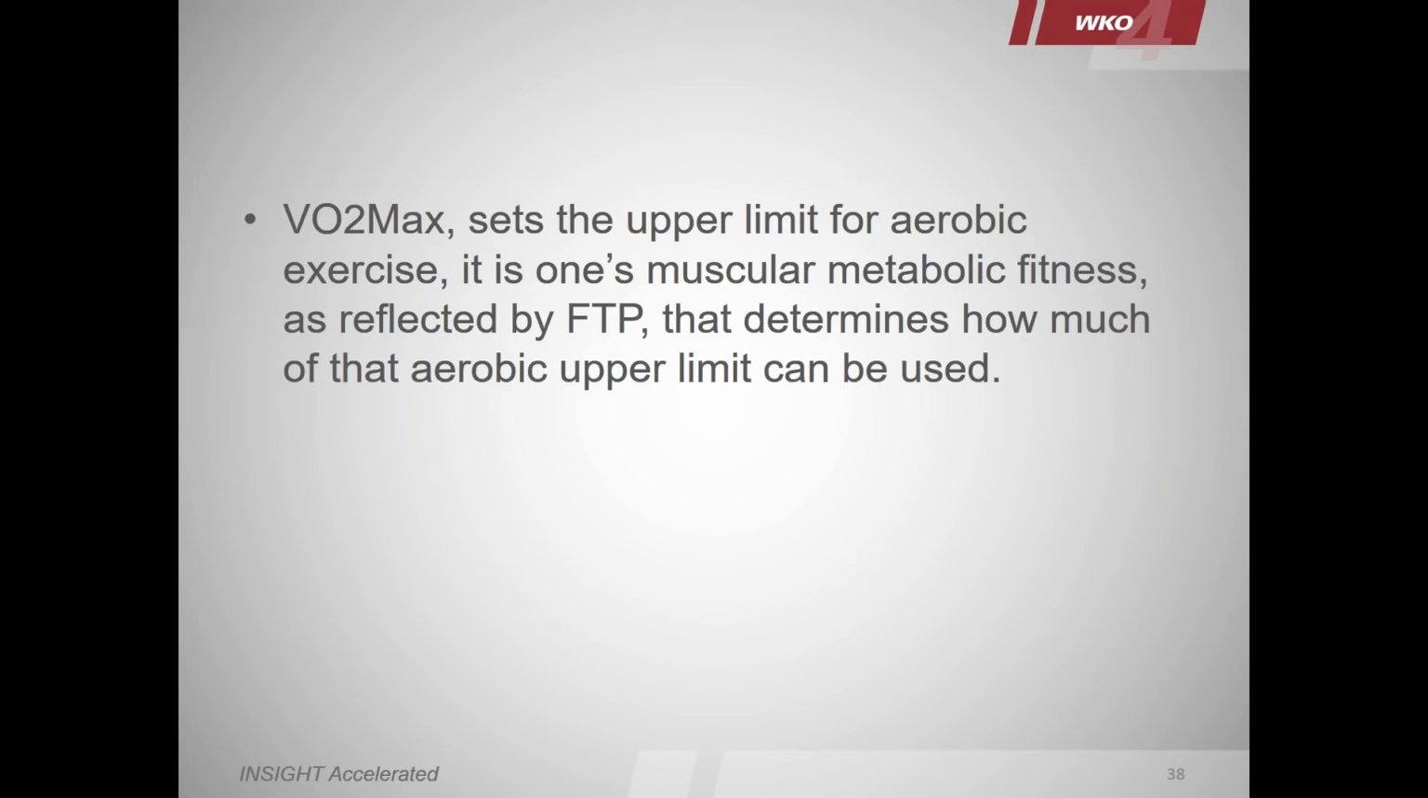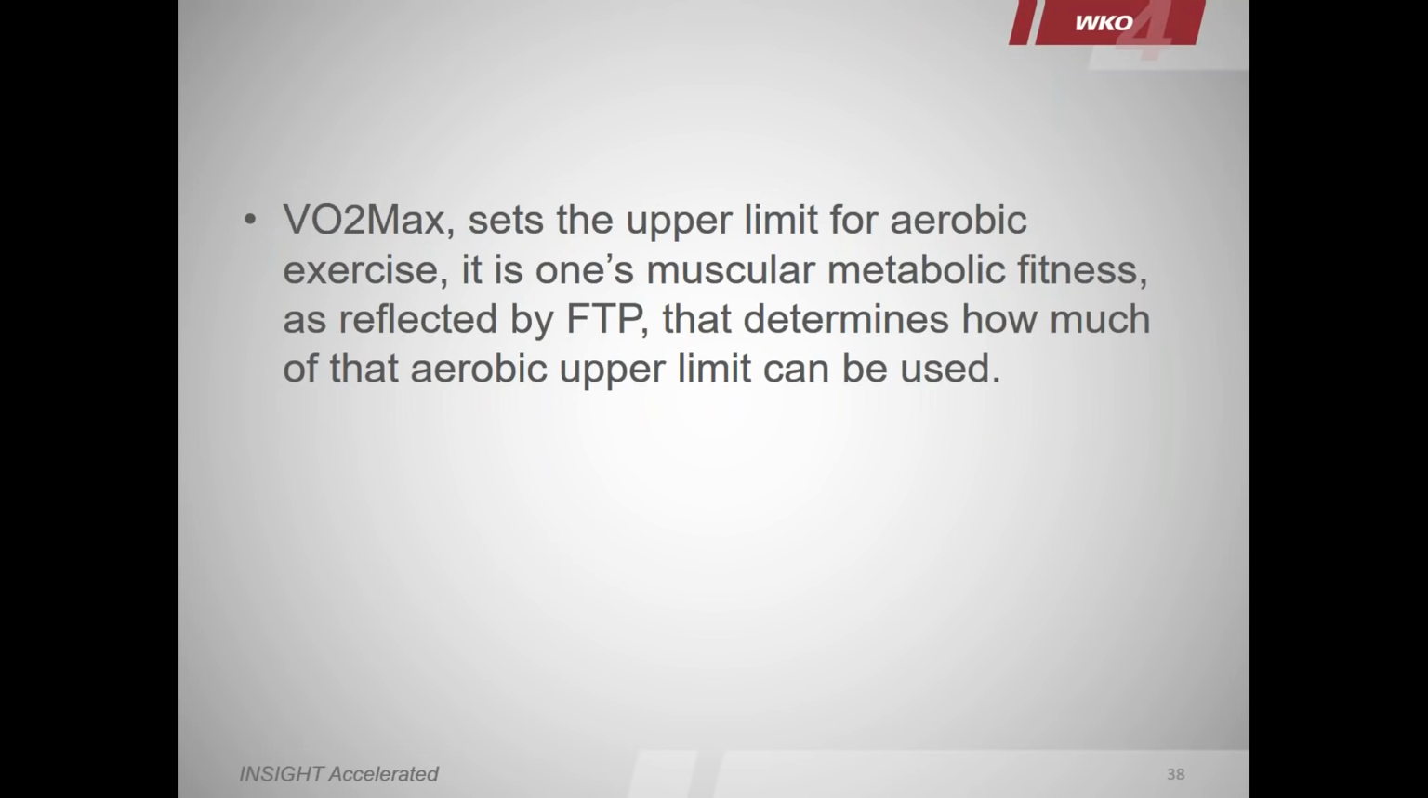Here's why. VO2 max sets the upper limit for aerobic exercise. One's muscular metabolic fitness, as reflected by FTP, determines how much of that aerobic upper limit you can use. Take a screenshot of that right there. People don't get that. In some ways, it should be a blinding flash of the obvious, because I bet every smart coach and athlete here is thinking about that.